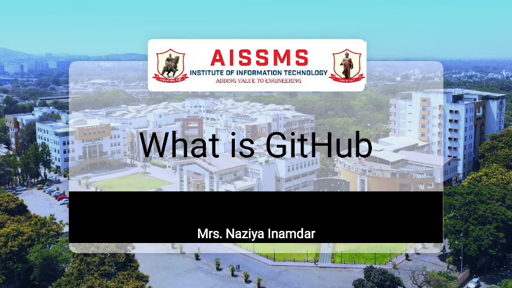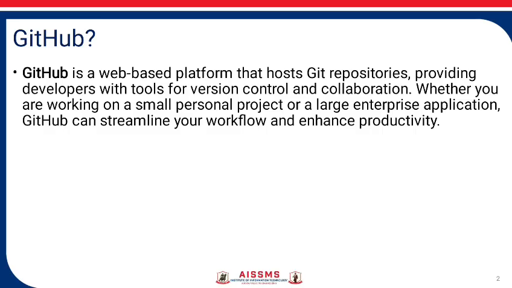Good afternoon, everyone. Today we will learn about GitHub, a widely used platform for version control and collaboration in software development. What is GitHub? GitHub is a web based platform that hosts Git repositories. It provides developers with tools for version control, collaboration, and project management. Whether you are working on a small personal project or a large enterprise application, GitHub helps streamline workflows and improve productivity.